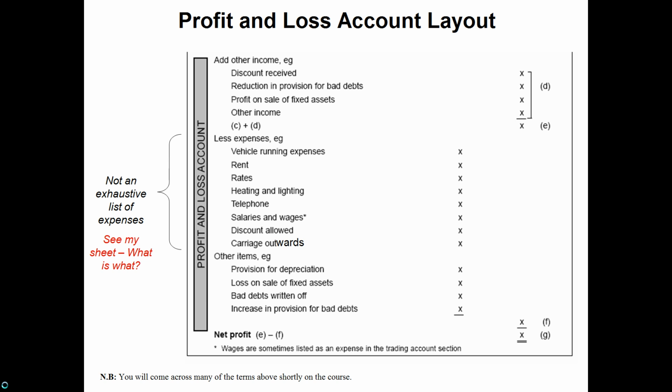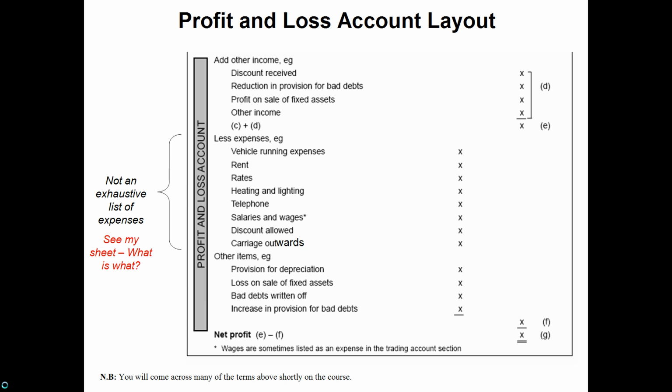So I've just put there, not an exhaustive list. By all means, there's so many expenses that a business could have. In the exam, AQA, you probably have as many as this. Maybe OCR, you have a few more. Just depends on the actual papers. So I'll just say there, see my sheet, what is what. I've got a document I'll show you, which is quite an extensive list of different expenses and different items for income as well.